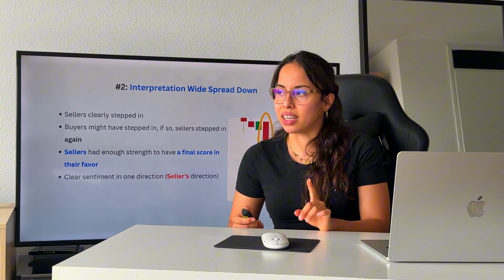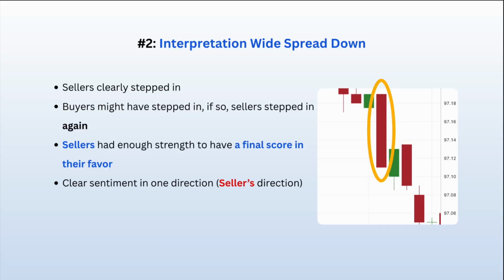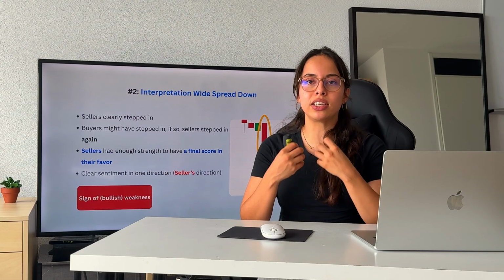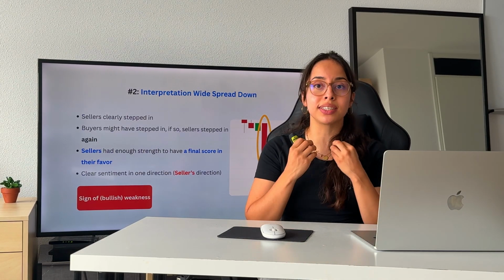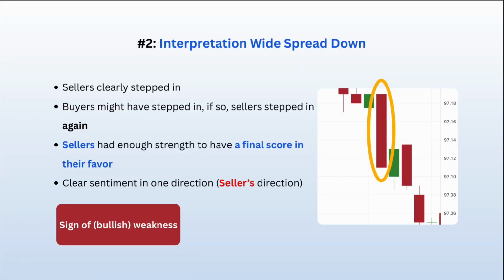So let me ask you something. Would this wide spread down candlestick be considered as a sign of strength or as a sign of weakness? This would be considered as a sign of weakness because the buyers are weak. And remember, you analyze the charts from the buyer's perspective because that's the language that people decided to use. So this is usually considered a sign of weakness.